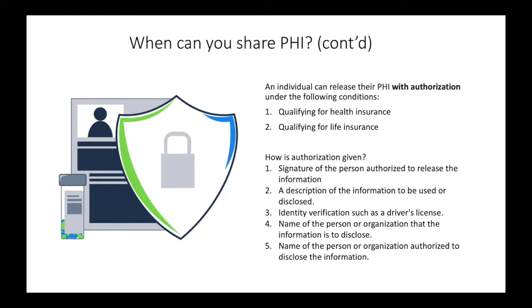An individual can release their PHI with authorization for the purposes of qualifying for health insurance or life insurance. A valid authorization to release protected health information includes the person signing to release information, providing a description of why the information is needed, verification using photo ID, and the name of the person or organization related to the disclosure of the information.